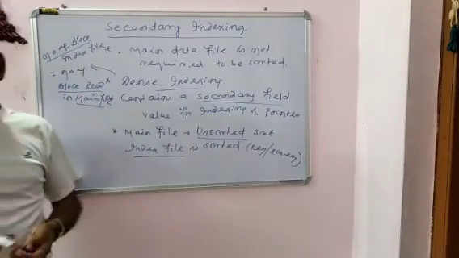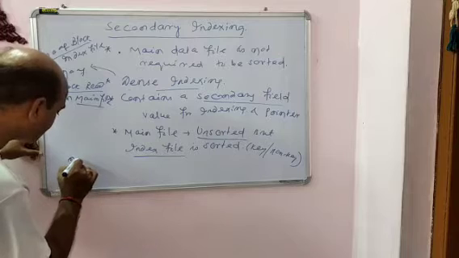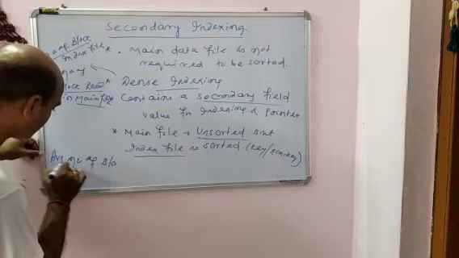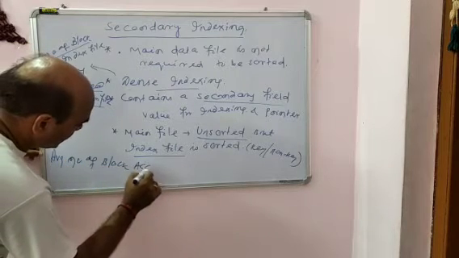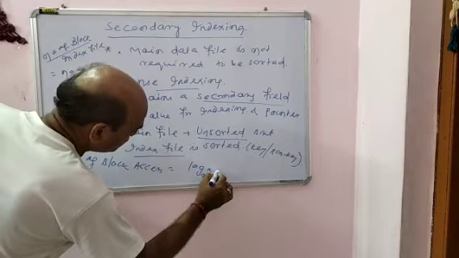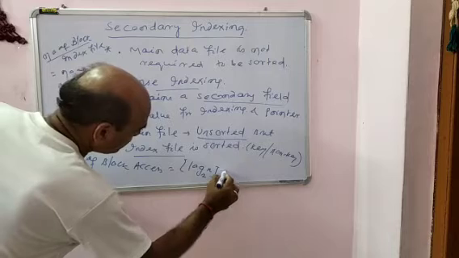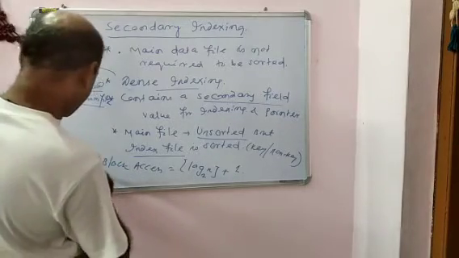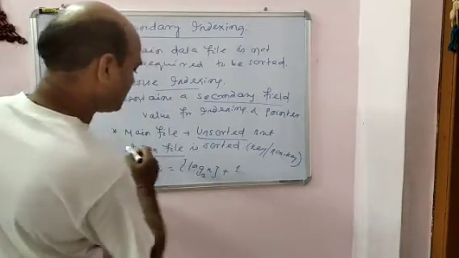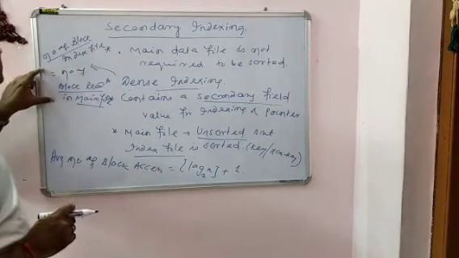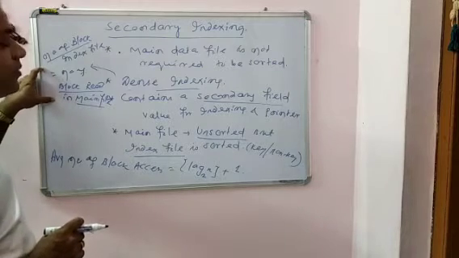So the number of block accesses: the average number of block accesses is equal to log n base 2 plus 1. This is the average number of block accesses in a secondary index file, and the number of blocks in the index file is equal to the number of blocks in the main file.